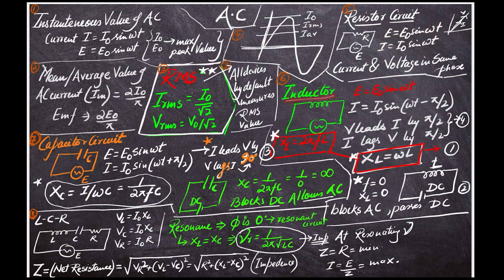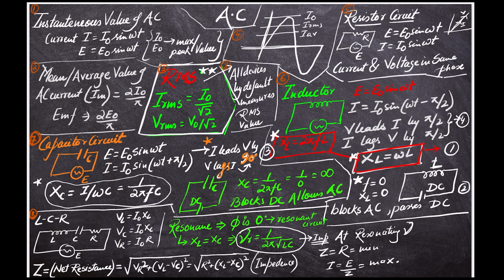Next, the inductor circuit. An inductor is just a coil, connected to an AC circuit. Here my EMF is E = E naught sin omega t, but my current is, I'm not going into the derivation, I naught sin(omega t minus pi by 2). So what you can see is that voltage leads current by pi by 2, correct? And we can say vice versa, current lags. If one is leading, the other has to lag by pi by 2. Clear, everyone?